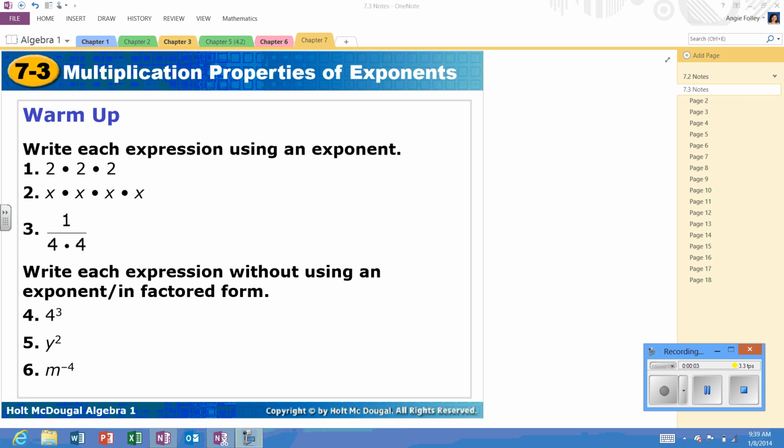Okay, this is Algebra 1, Lesson 7.3. Today we're going to look at multiplication properties of exponents. So let's do our warm-up first. Make sure you have done the warm-up before you just watch me do it.